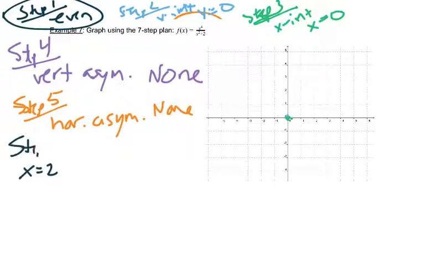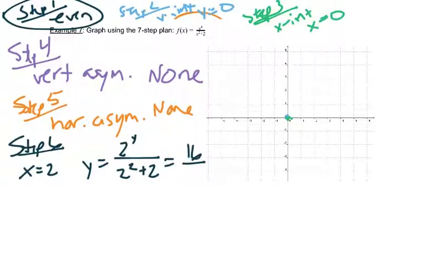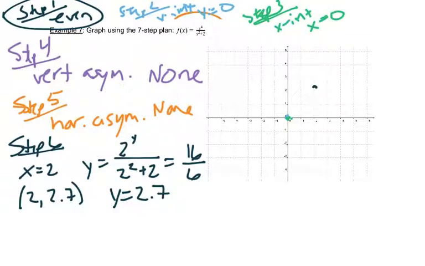So this would be step 6. So we'll put 2 into our problem. 2 to the 4th over 2 squared plus 2. 2 to the 4th is 16. 2 squared is 4 plus 2 more is 6. If we do 16 divided by 6, we get approximately 2.7. So we can plot this point. This is 2.7. So it'd be like right there.